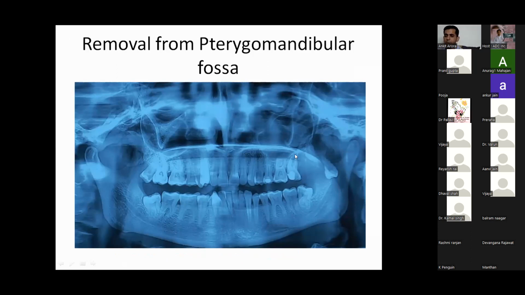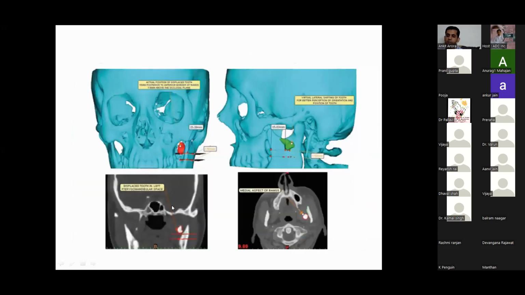And now there was another case that was attempted by 3 of the dentists where the upper third molar was dislodged into the pterygomandibular fossa. The upper molar went down and got stuck in the pterygomandibular fossa, and this is the case that was presented to us, on how we need to attempt it.